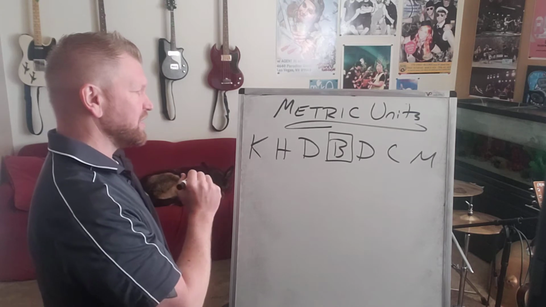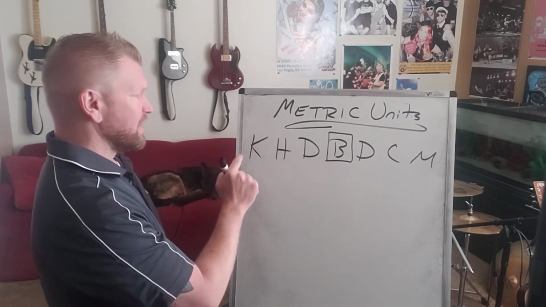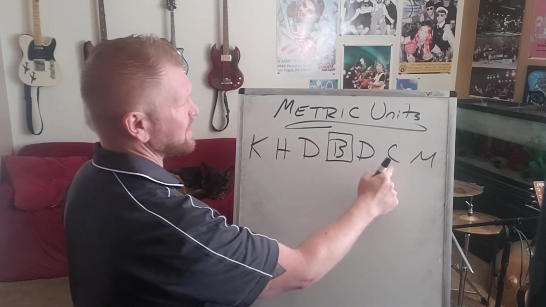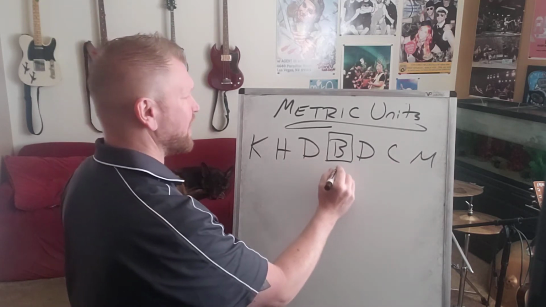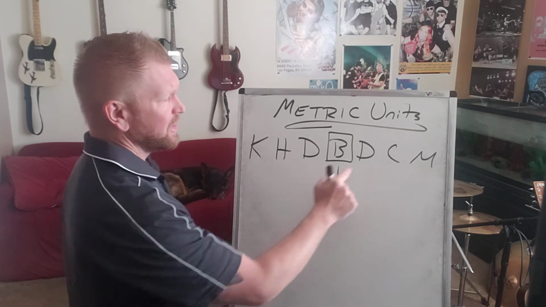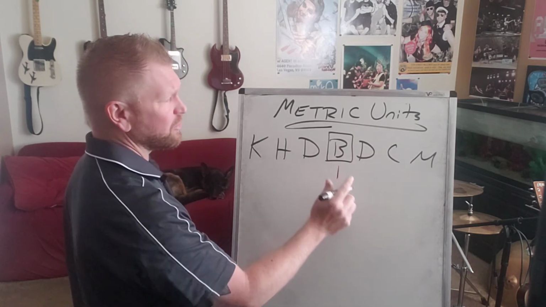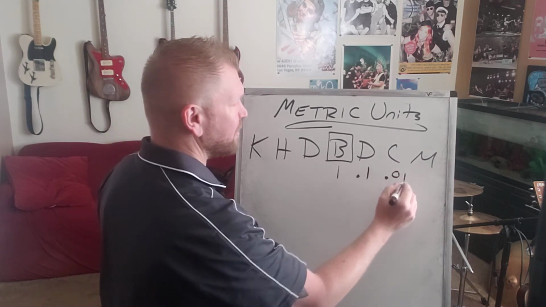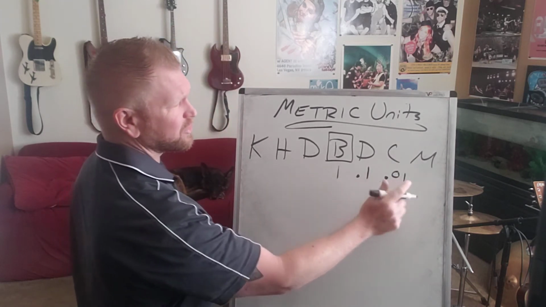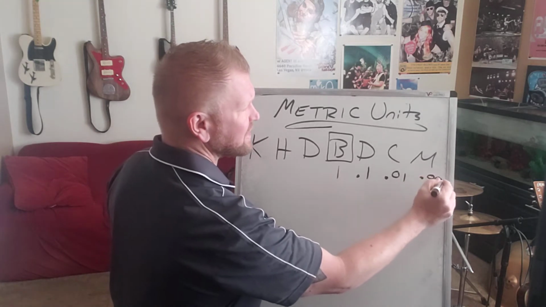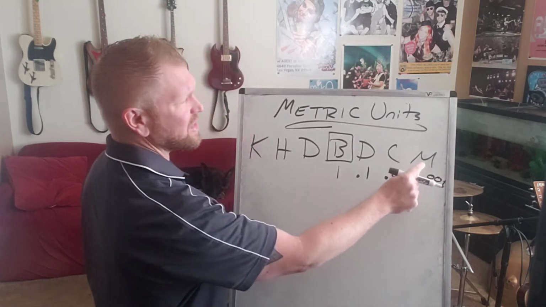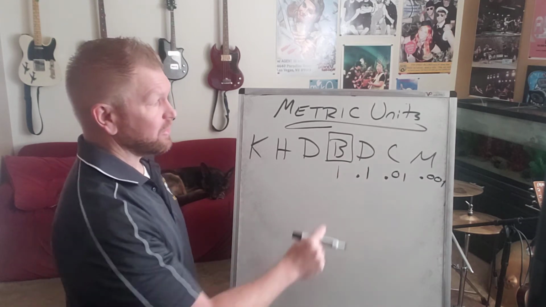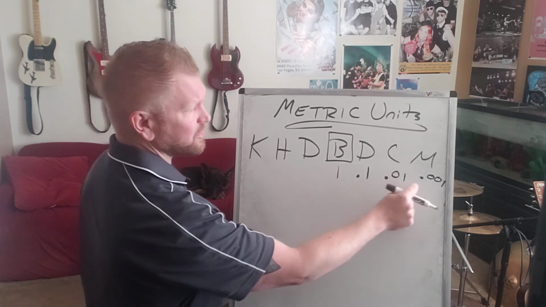So this is actually kilo, hecto, deca, the basic unit, deci, centi, milli. The basic unit is kind of like the ones place in a place value system. The deci, it takes 10 of these to equal a basic unit, so it's like the tenths place. Centi, it takes 100 of them to equal a basic unit, so it's like the hundredths place. And the milli is like the thousandths place. It takes 1,000 of these to make up one of these. So again, it's just like place value. It goes ones place, tenths, hundredths, thousandths.